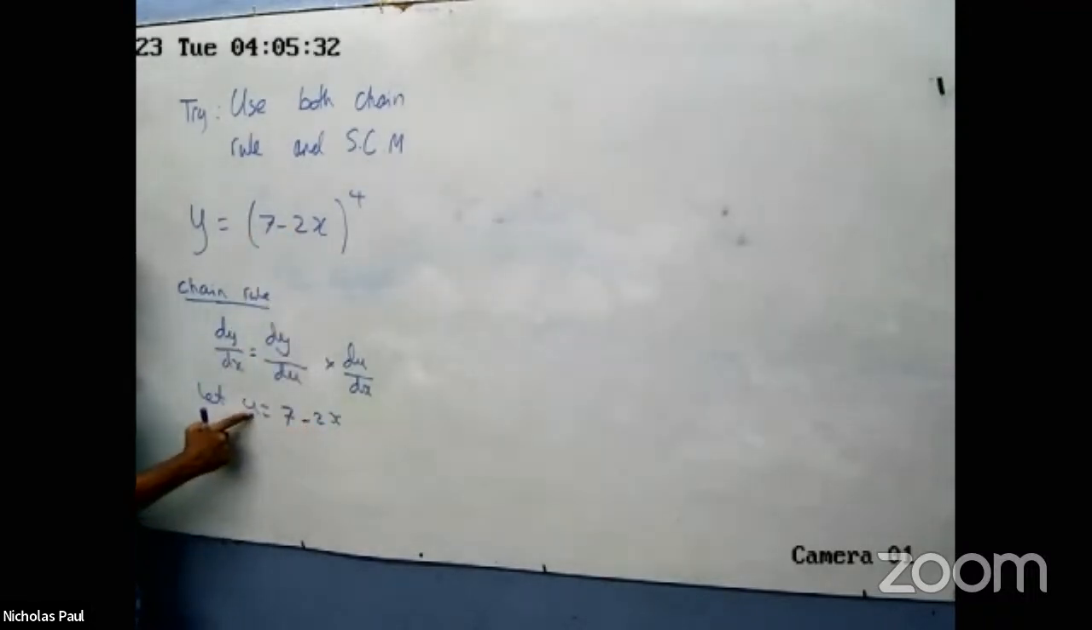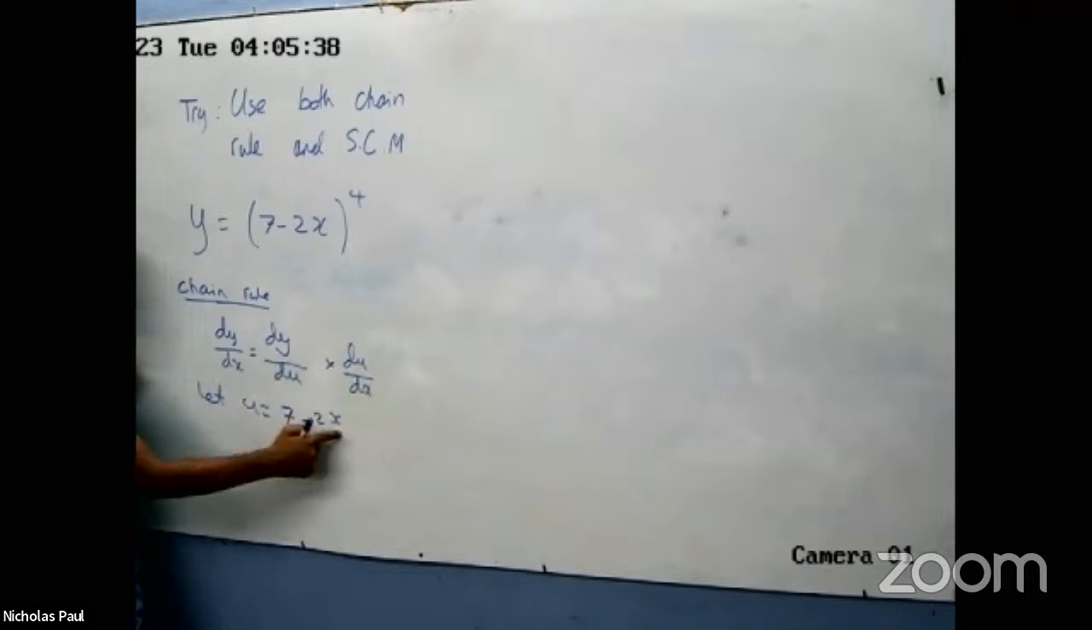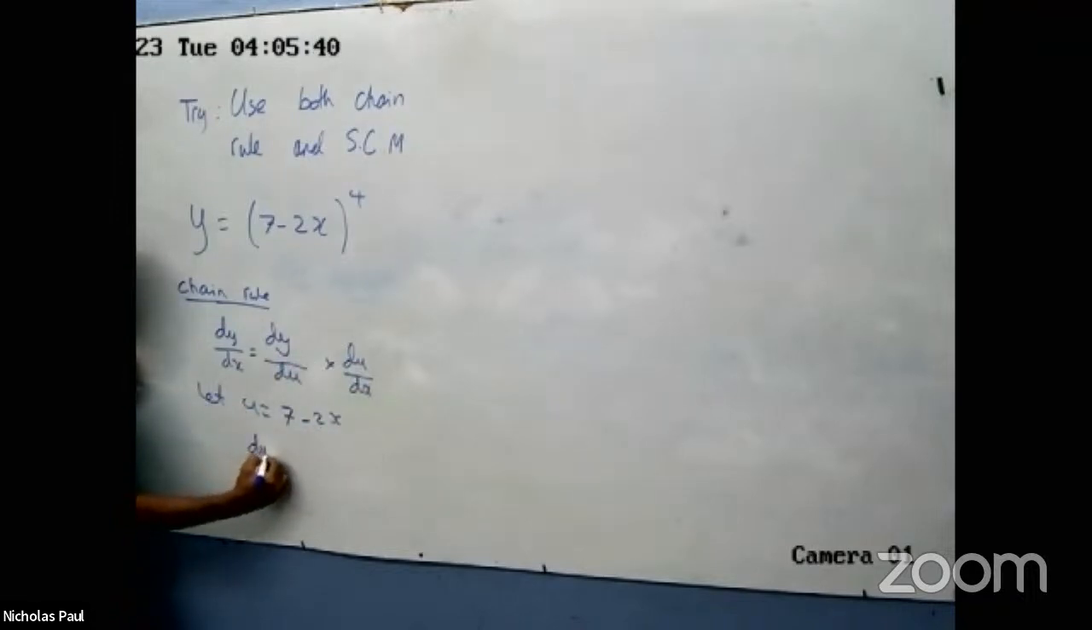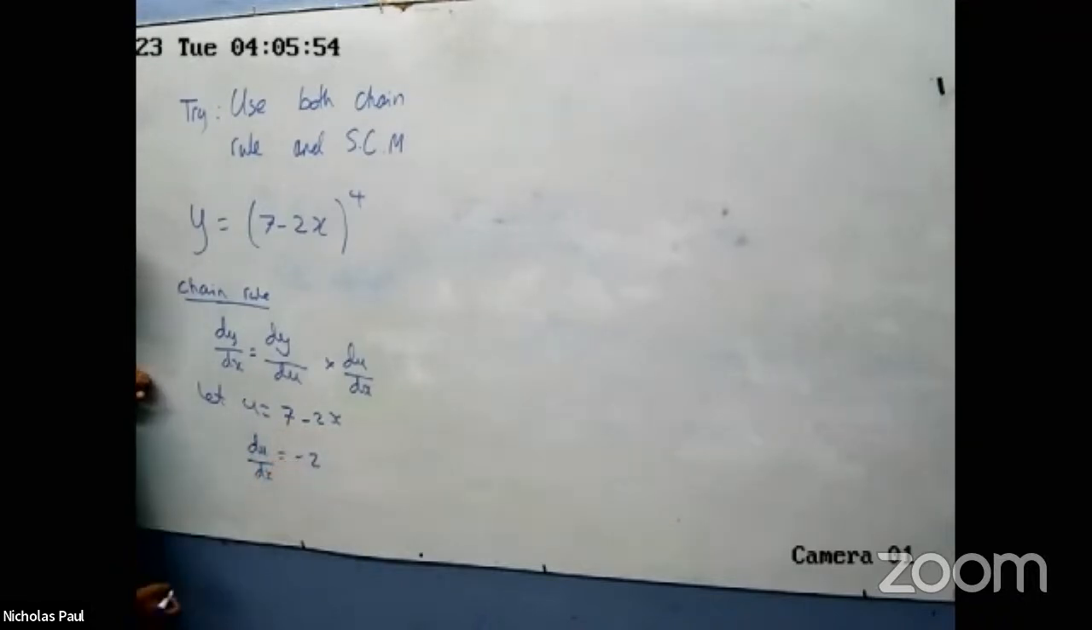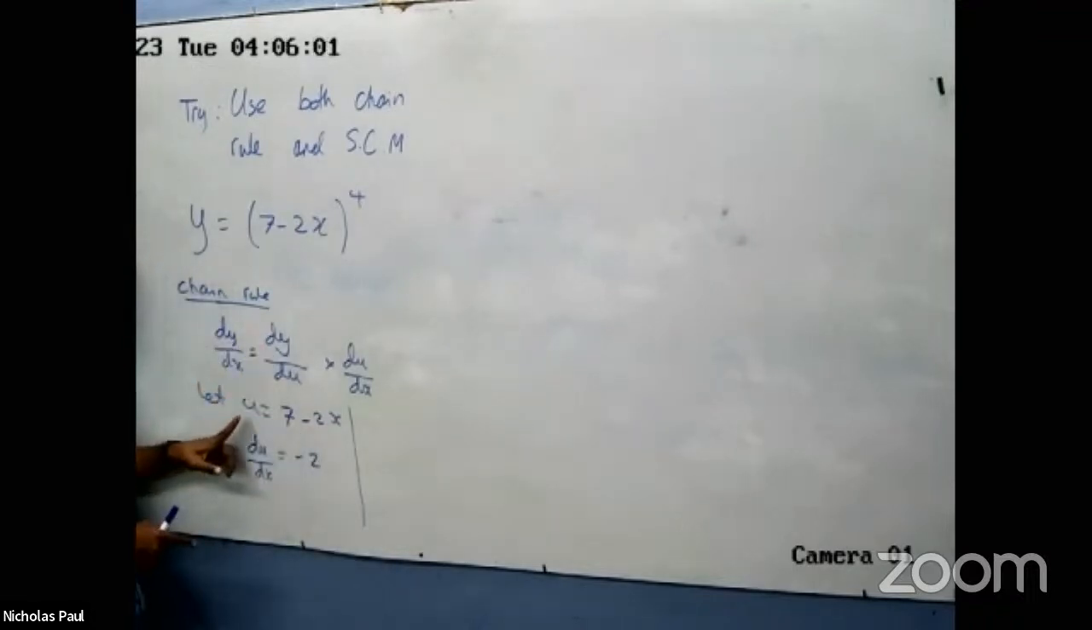If I differentiate u with respect to x, I'll get du/dx. So du/dx is equal to the differential of 7, which is 0, and the differential of minus 2x, which is minus 2. Right? Next part, we need to get dy/du.